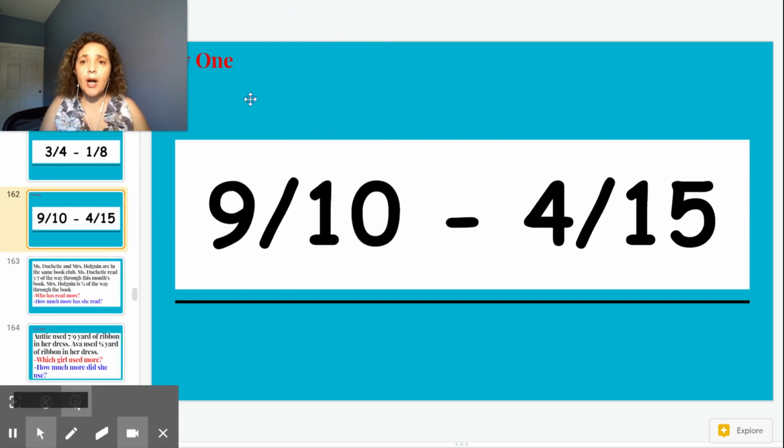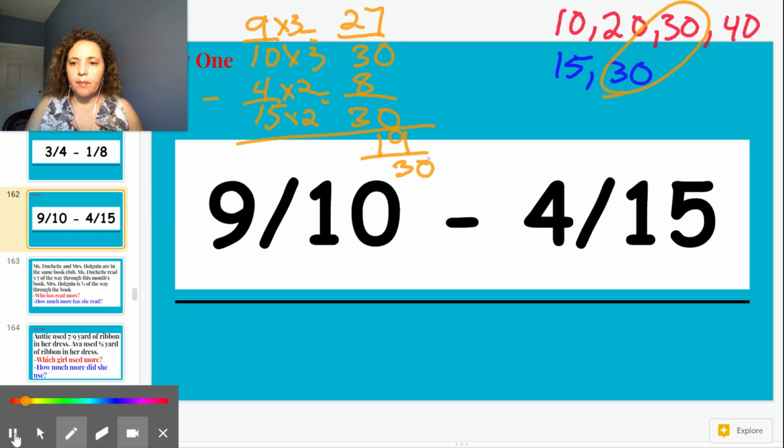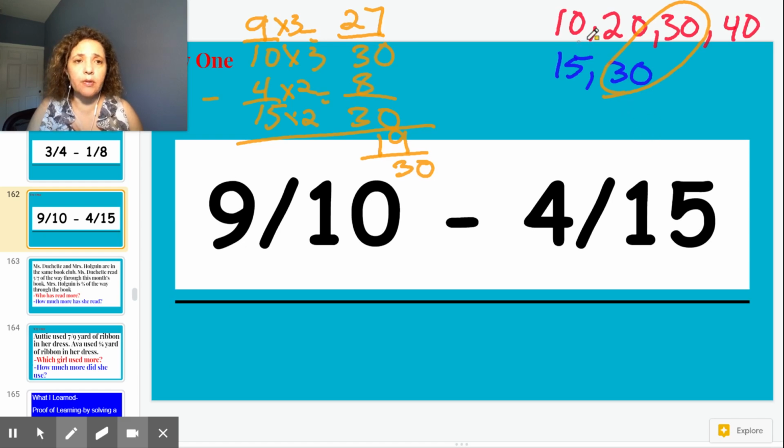All right, try this one. 9/10 minus 4/15, and then come back to me. All right, so hopefully you got 19 thirtieths. So the first thing I did, does 10 go into 15? No. So then I did my multiples: 10, 20, 30, 40, 15, 30. I saw that 30 was in common. So 30 was my common denominator.